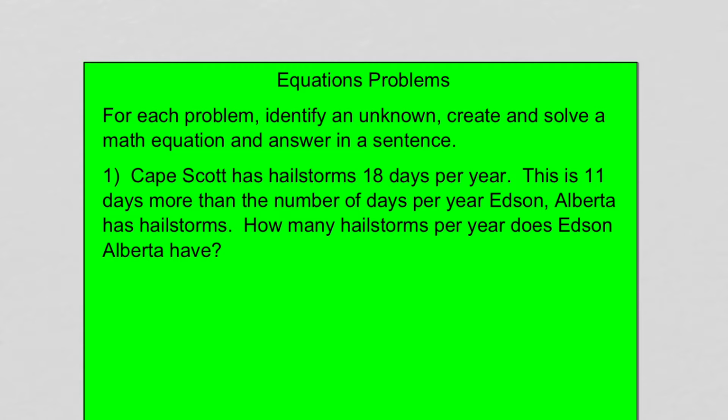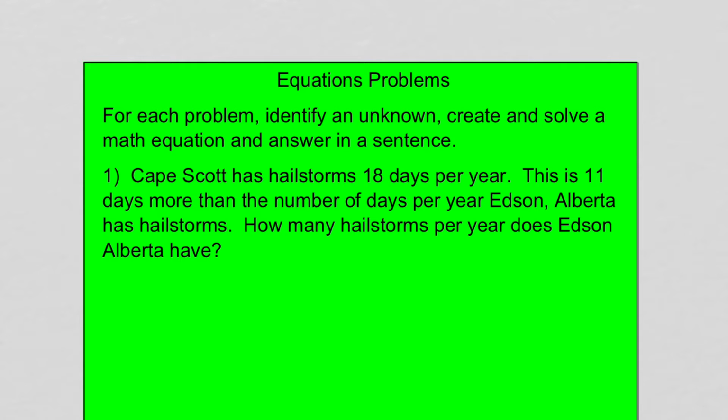So for each question, we're going to identify an unknown, create and solve a math equation, and answer in a sentence. So number one: Cape Scott has hailstorms 18 days per year. This is 11 days more than the number of days per year Edson, Alberta has hailstorms. How many hailstorms does Edson, Alberta have per year, I guess that should say.